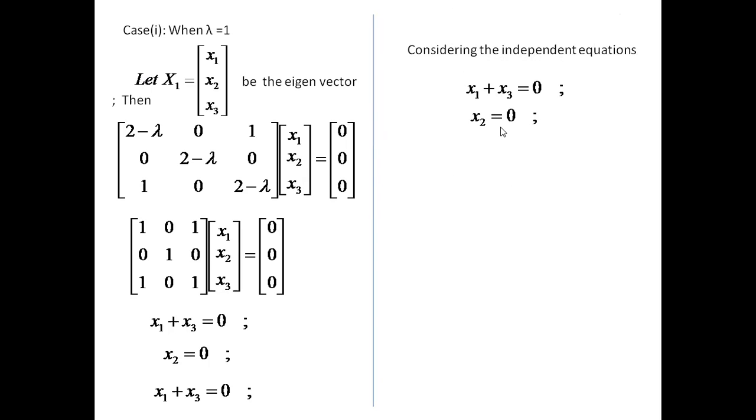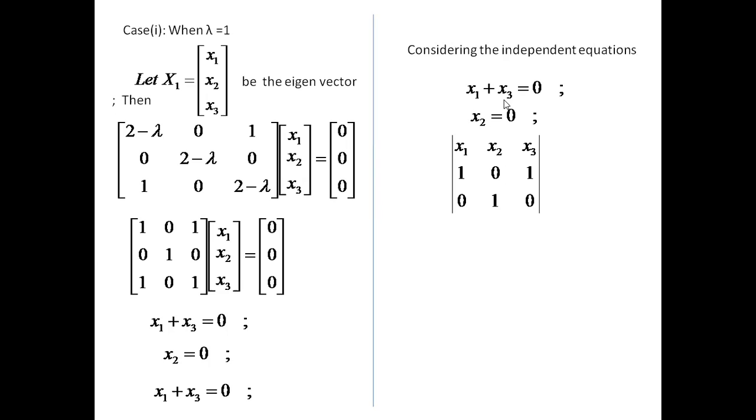Cross multiplication method means, for convenience, you write all the coefficients of these unknowns in a determinant like this. First, in the first row, write all the unknowns. Here the unknowns are x1, x2, x3. In the second row, you write the coefficients of these unknowns in the first equation.